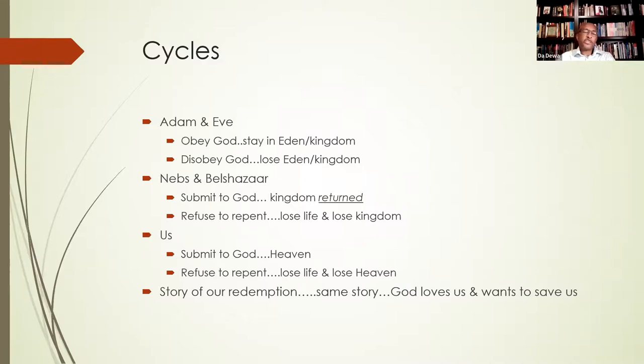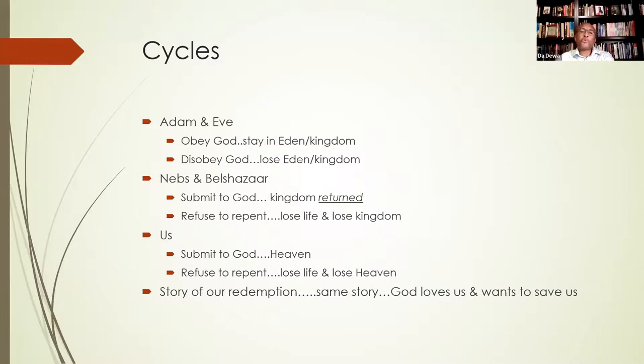So essentially, you find that we've got the same story throughout the Bible, and that's the story of our salvation and the story of our redemption, where we are told that we have a choice and it's up to us to choose life or to choose death. And we are shown the character of God in that story, that God is a God who loves us and a God who wants to save us. So it's exactly the same story.